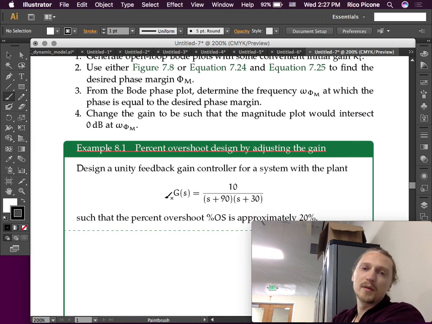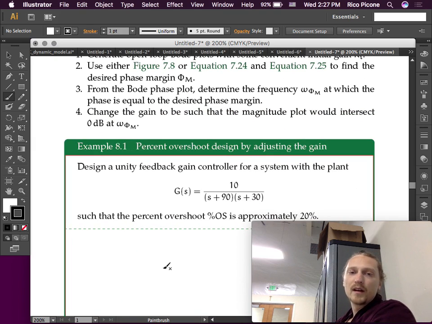So here's the example that we'll do. Example 8.1, % overshoot design by adjusting the gain. Design a unity feedback gain controller for a system with this plant, such that the % overshoot is approximately 20%. So that's our goal. We have a transfer function.